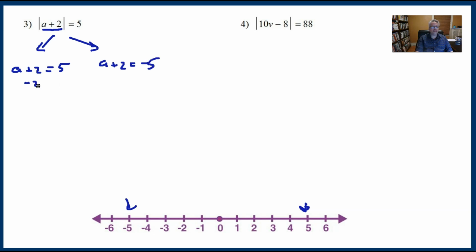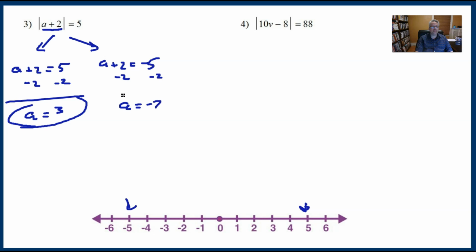So on this one, I'm going to subtract 2 from both sides, and we get a equals 3. That's one solution. On this one, when we subtract 2 from both sides, we get a equals negative 7. That's a second solution. Sometimes we might list these as a set. The two solutions to this equation are 3 and negative 7. All right, two numbers satisfy it.